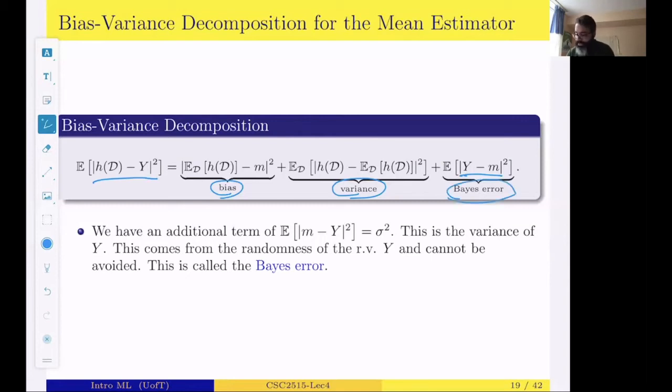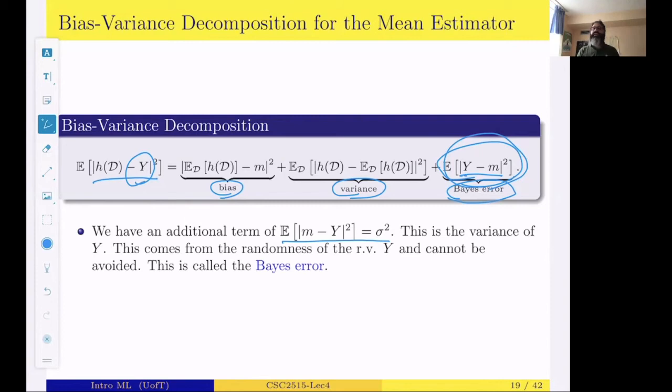So this term is essentially, what is it? This term is the variance of y. So this additional term is the variance of y. It is coming from the randomness of the random variable y, and it cannot be avoided. If we want to compare with y here, we cannot get rid of this minimum variance that we have because of the randomness of y. And this minimum error is called Bayes error.